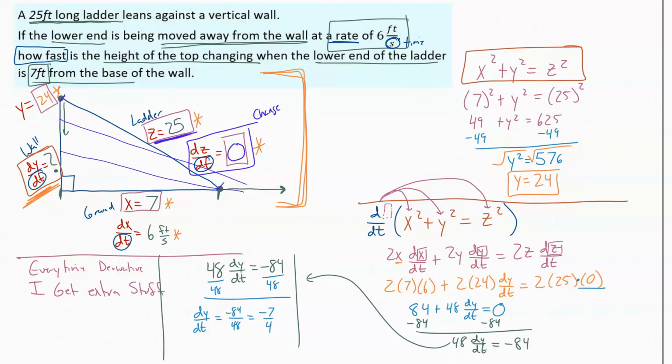Remember, when you're dealing with a word problem, you always need units on it. We're talking about the change in y over the change in time, so this is going to be feet per second. That's our rate of change right there. And when you look at a problem like this, the positives and the negatives are telling us the direction something is moving. And since our ladder is sliding down this wall, that gap is actually getting smaller. So the negative makes sense because that's telling us that this thing is moving down at 7 over 4 feet per second.